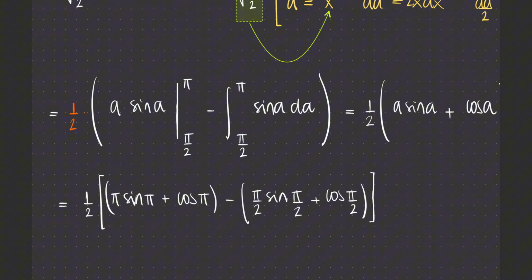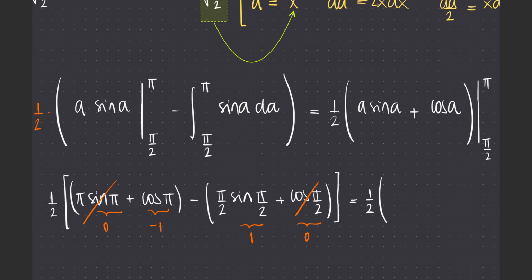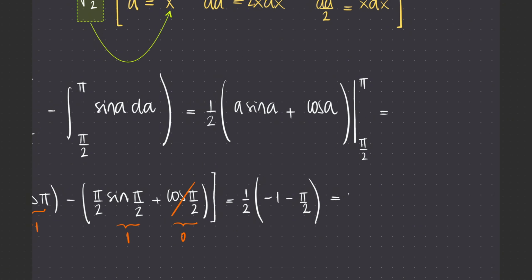And knowing your unit circle, you do know that sine of pi is equal to 0, cosine of pi is negative 1, sine of pi over 2 is 1, and cosine of pi over 2 is 0. Therefore, we have 1 over 2 times negative 1 minus pi over 2, which is the same as negative half minus pi over 4. And there you go.